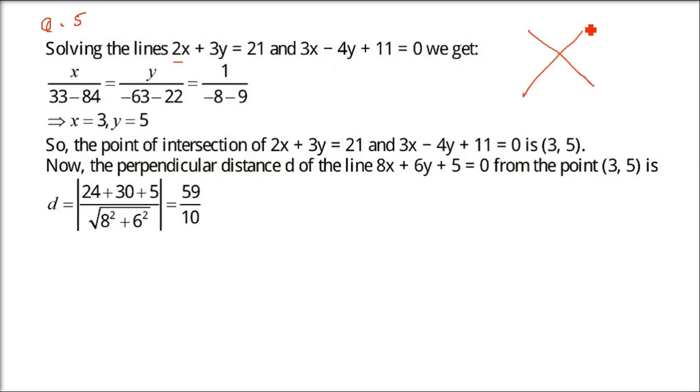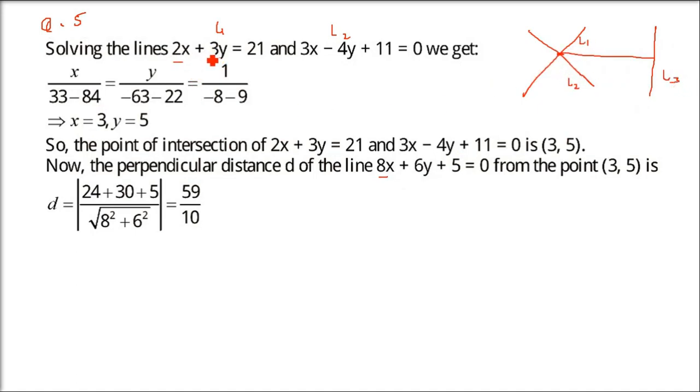Let us say this line is L1 and this line is L2. So this point is the point of intersection. Now we need the distance from a line which is the third line. 8x plus 6y plus 5 is the third line. So we have to find out this distance.